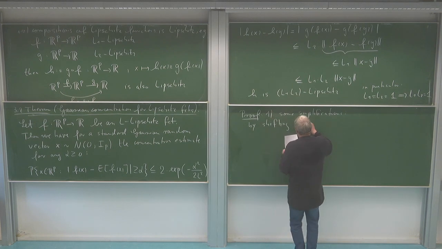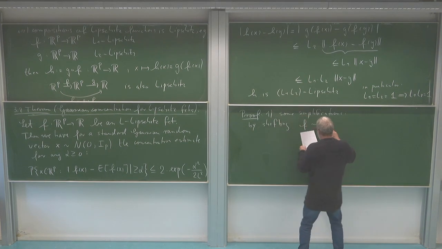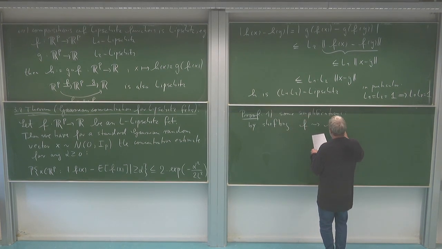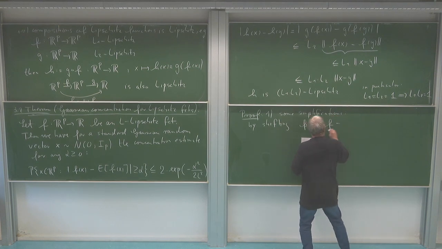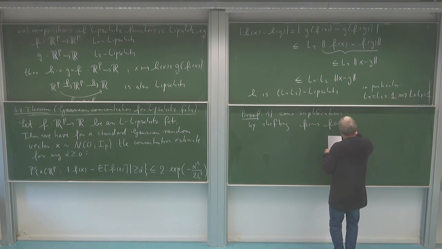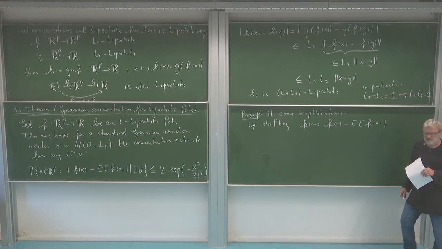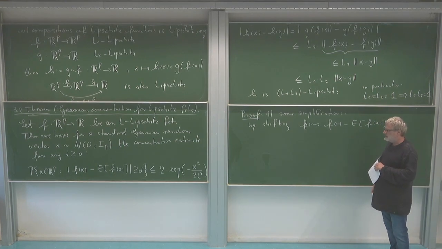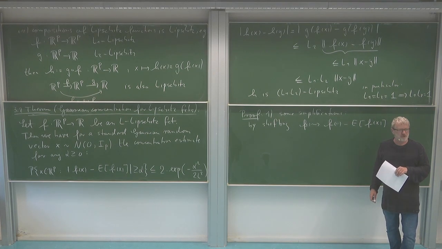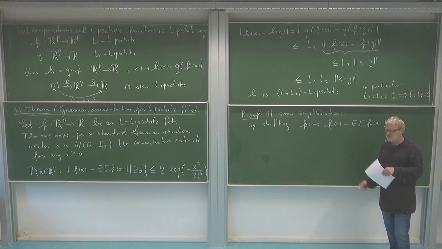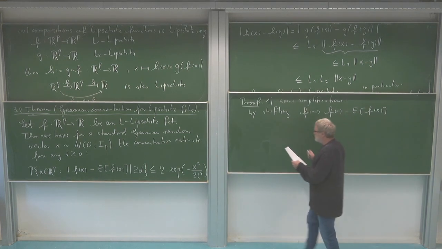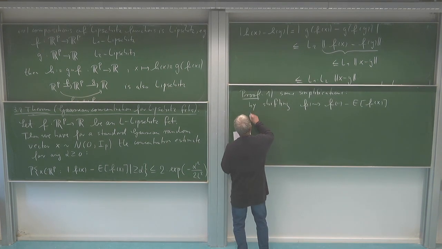So I'm shifting my function f, or I'm replacing f by the function where I take f of x and then subtract just the constant, which is the expected value of my function. I call this g, and the only observation is that the Lipschitz constant does not change if I do this shift. So the Lipschitz property is not affected.